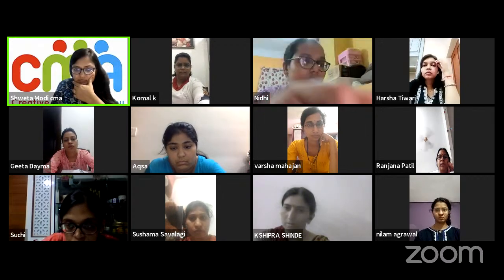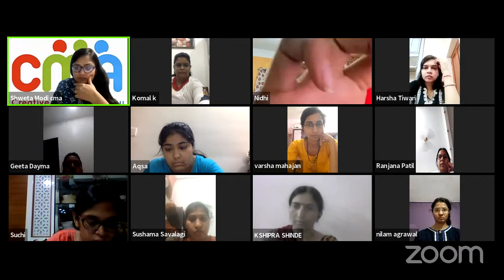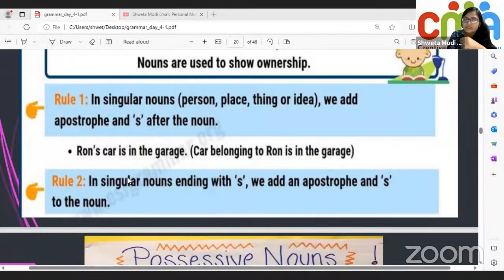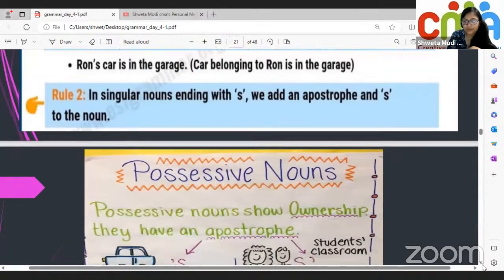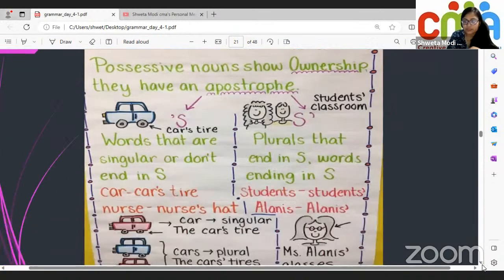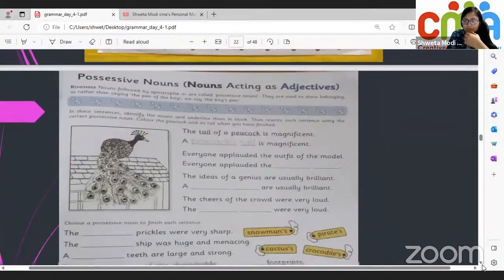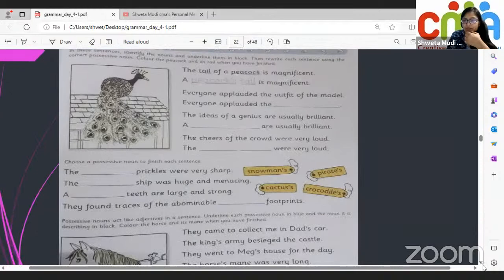Suchi's glass. Yeah. Okay. So possessive means noun and then apostrophe s. Ron's car is in the garage. So, the car belonging to Ron. Possessive nouns. Okay. So this is the worksheet which is given in the grammar book.